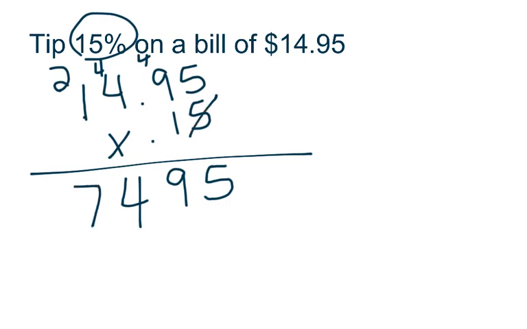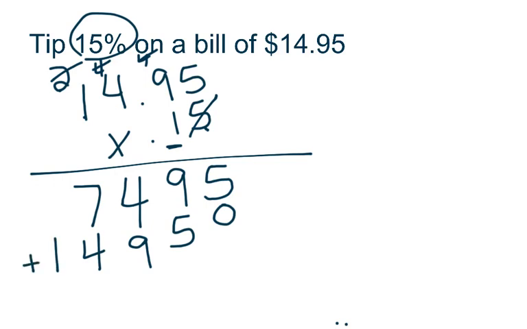I'm done with this 5. I'm going to cross out everything I've carried over. Cross out this 5, and I'm going to put 0 for the place value right there. Now I move on to this number here, 1, and I'm going to multiply across. 1 times 5 is 5, 1 times 9, 1 times 4, and 1 times 1.